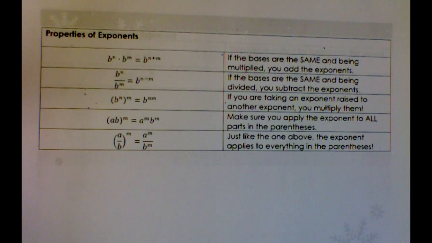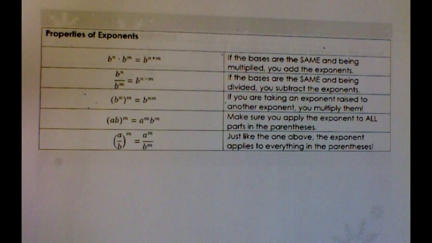All right, some more properties of exponents. B to the n power times b to the m power. So if I have the same base and I'm multiplying them, I just add the exponents together. B to the n power divided by b to the m power is b to the n minus m power. If the bases are the same and you're dividing, you just subtract the exponents. B to the n power to the m power, a power to a power, you multiply the exponents, b to the n times m power.